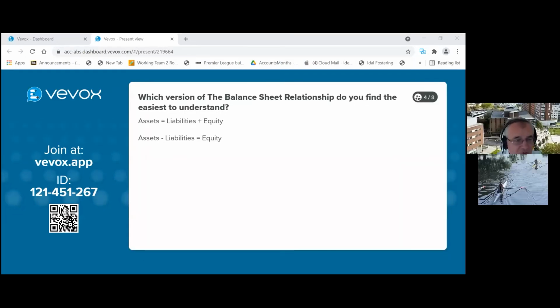And if you can't do this via VVox, don't worry. Either type your answer in the chat window or maybe just think about it. It's not necessary for you to share your answer, of course, but it'd be great if you could. Do you have an opinion? Which version of the balance sheet relationship do you find the easiest to understand? The German version, assets equals liabilities plus equity, or the British version, assets minus liabilities equals equity. Exactly the same numbers, exactly the same information, but presented in a different way.